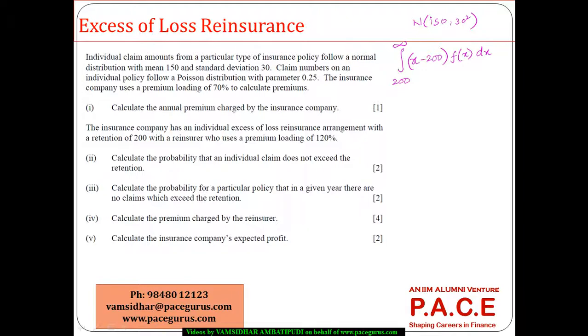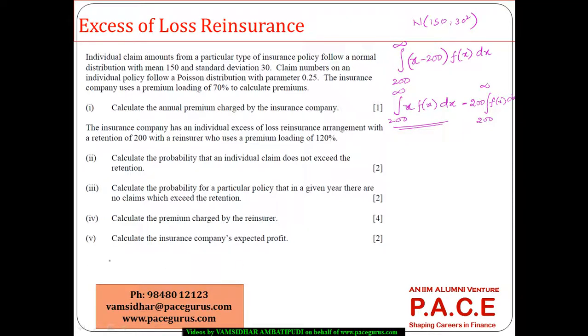So this is the typical scenario for a reinsurer. Which means I can very well try splitting this out: integral 200 to infinite x f of x dx, minus 200 times integral 200 to infinite f of x dx. Now you see two things. This part comes out as a part of a special property.